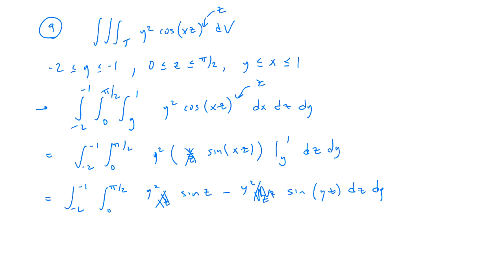Okay, so that's a bit nicer. And it also makes this a little bit nicer. So the antiderivative of y squared z with respect to z is just the minus y squared cosine of z. And the antiderivative of sine of y over z is, I'm going to lose one of the y's.